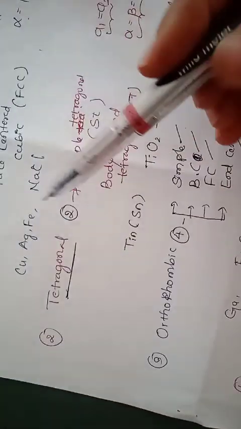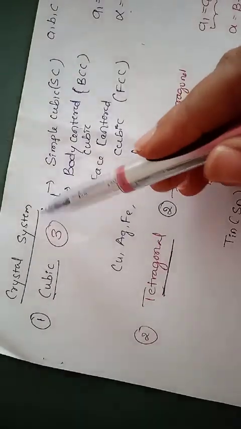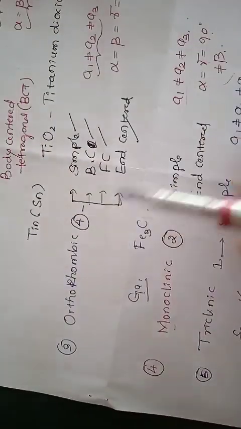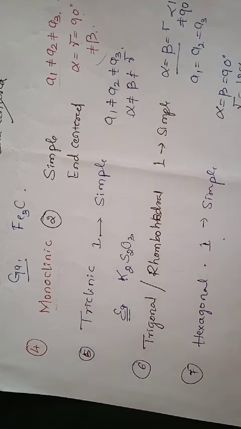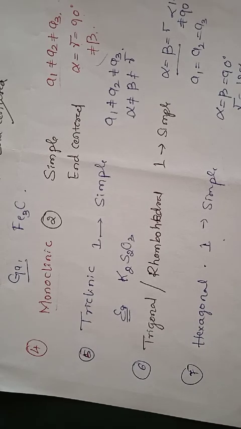What are the things we discussed here? The crystal systems: cubic, tetragonal, orthorhombic, monoclinic, triclinic, trigonal and hexagonal. In the next class we will learn about the structure of simple cubic, body centered cubic and face centered cubic.